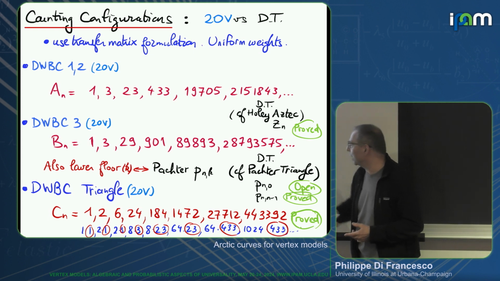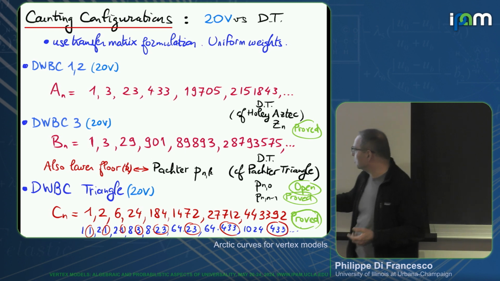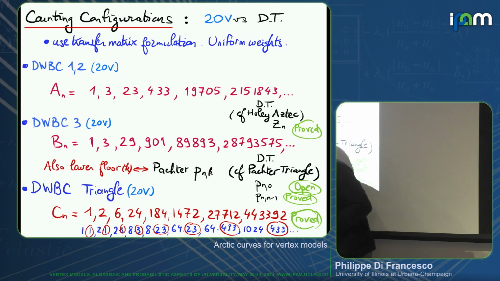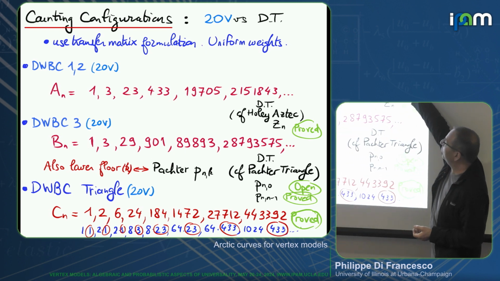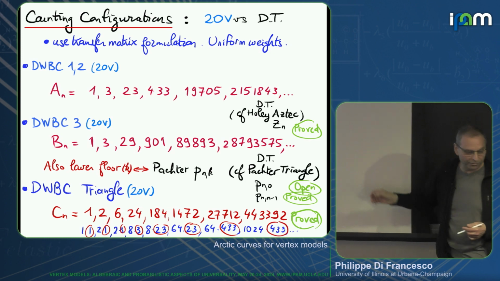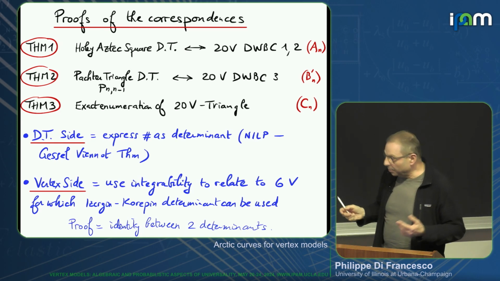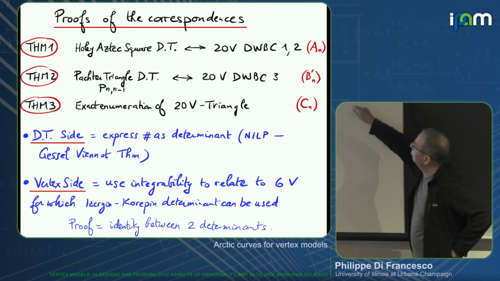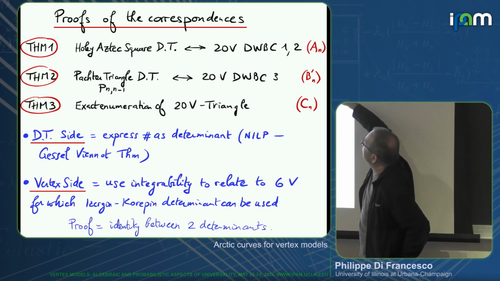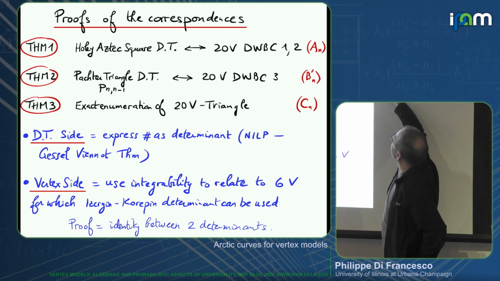And finally, for the triangle, it's just up to a power of 2, the same thing as the first enumeration. Okay, so that's proved also. So I want to tell you a little bit about how these things work. I summarize all the three correspondences here.